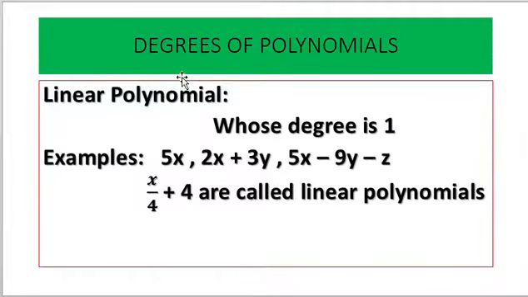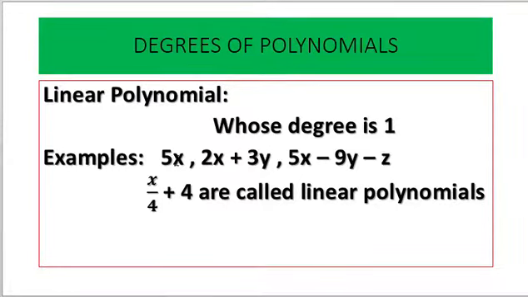Degrees of the polynomials. Linear polynomials. First is, whose degree is 1? Degree means the power of the variables. In examples, 5x, 2x plus 3y, 5x minus 9y, minus z, and x upon 4 plus 4 are called linear polynomials. So students, watch here.